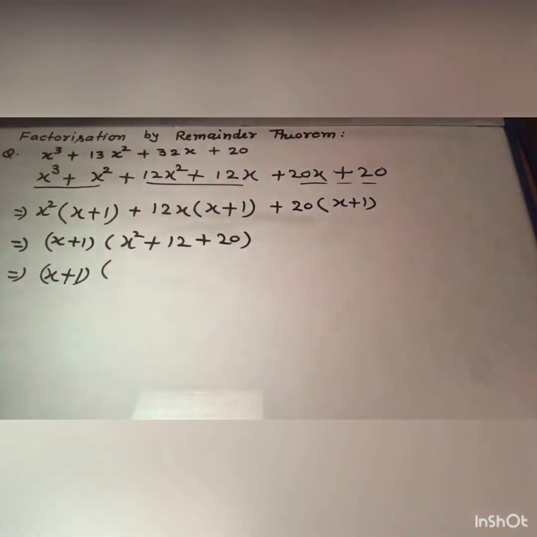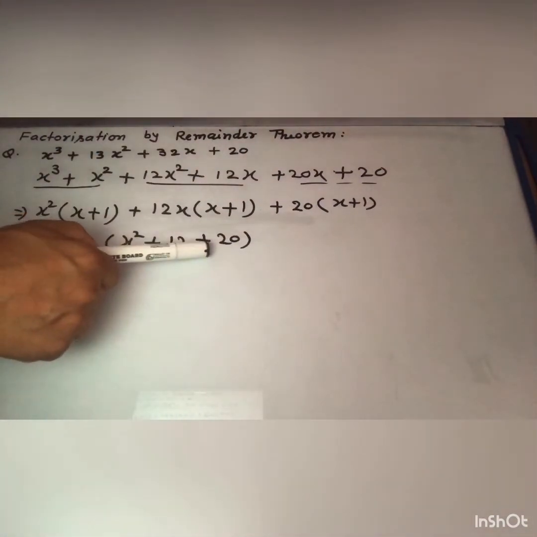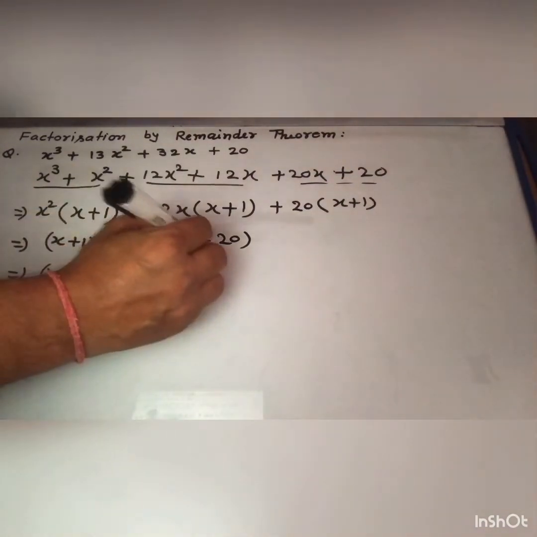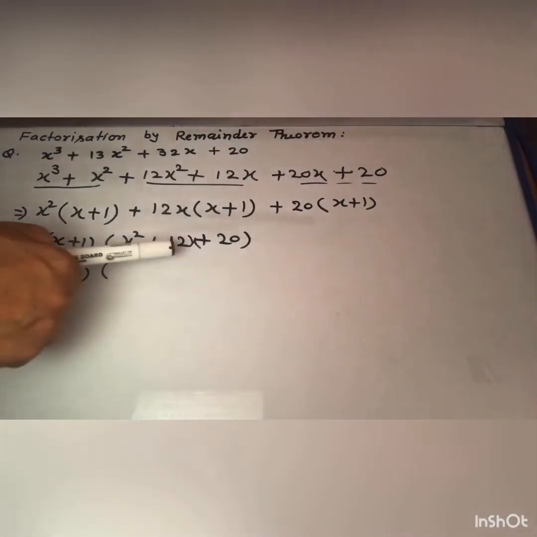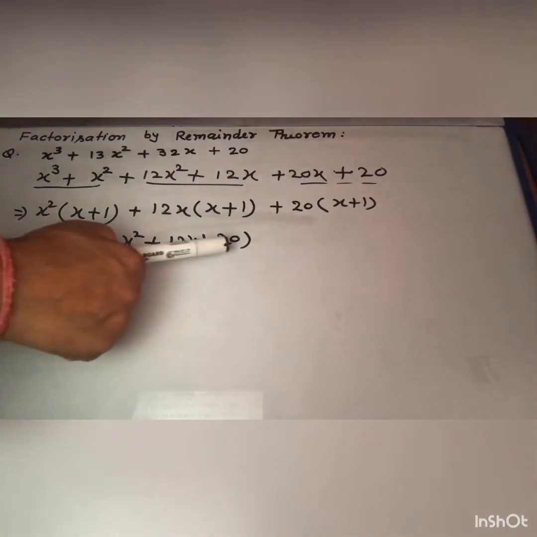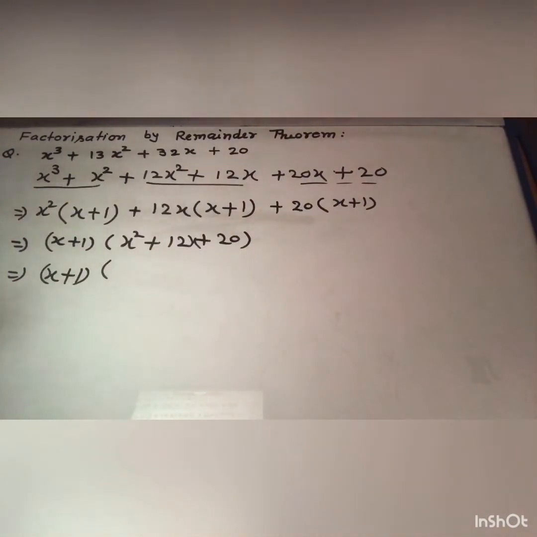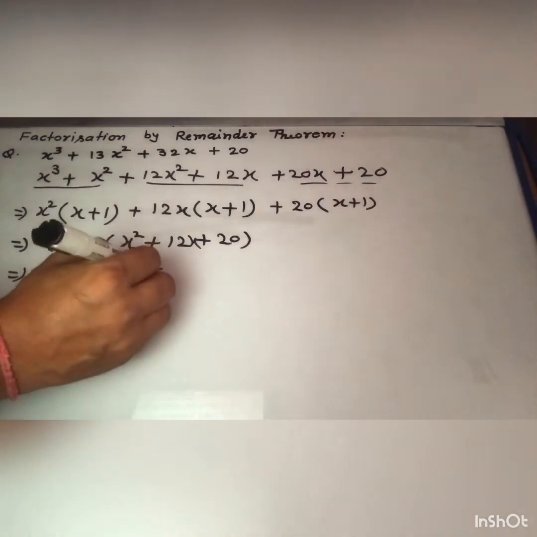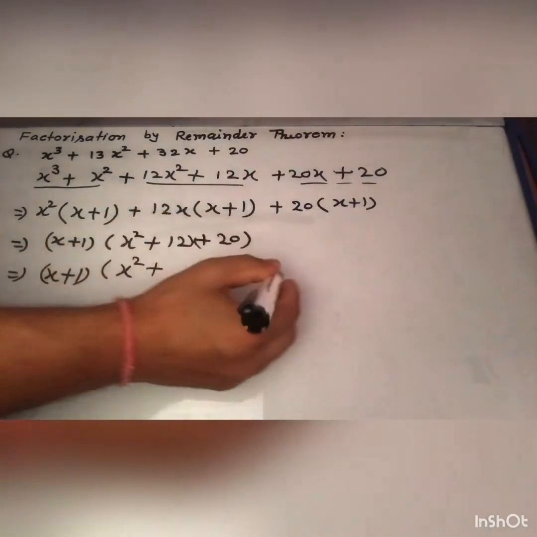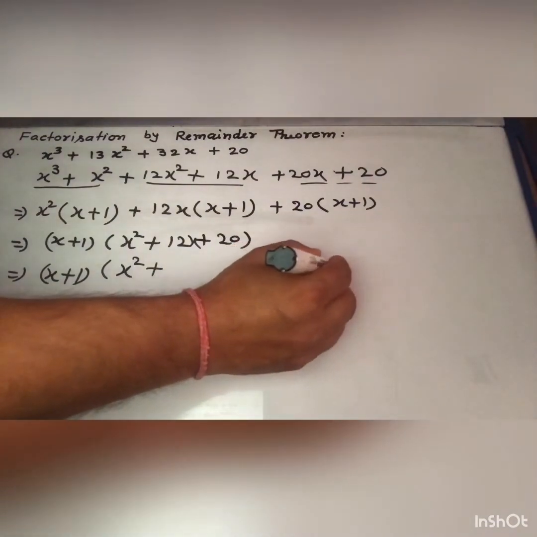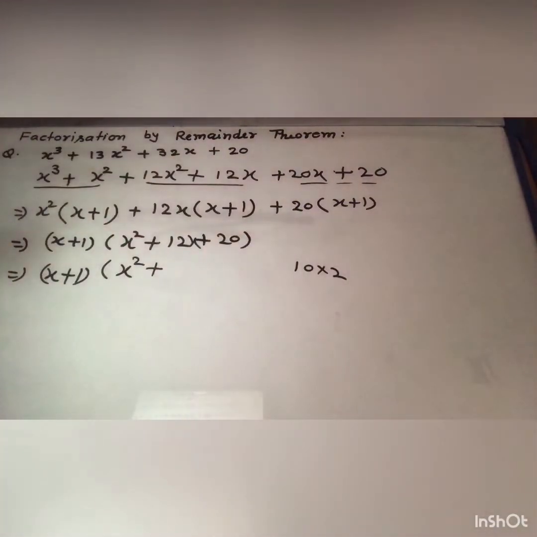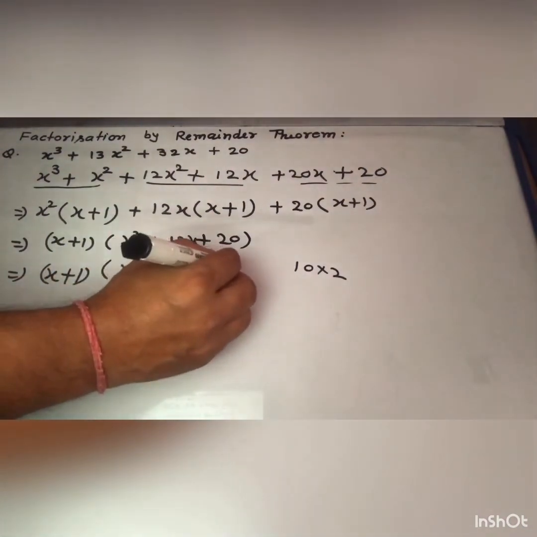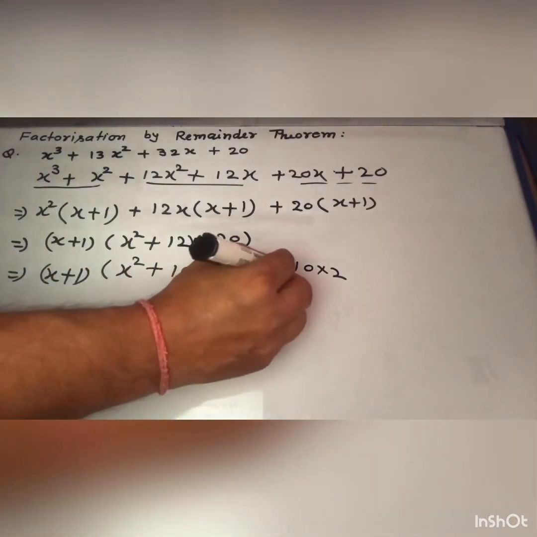So you factorize this 20. First of all, you observe the sign. The sign is positive, which means this middle term you will get by adding. That is, 12x you will get by adding factors of 20. So you can write it as x square plus 20. The factors of 20 are 10 into 2, and 10 plus 2 is 12. So you will write 10x plus 2x plus 20.